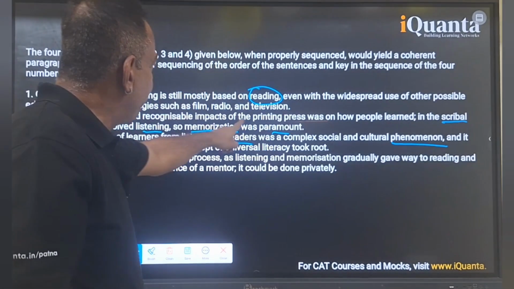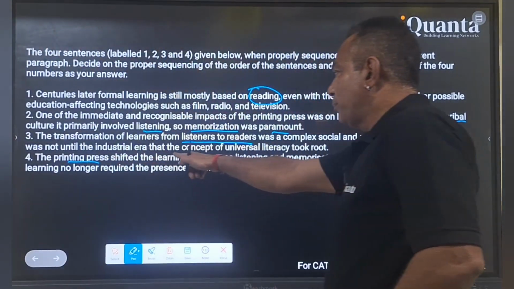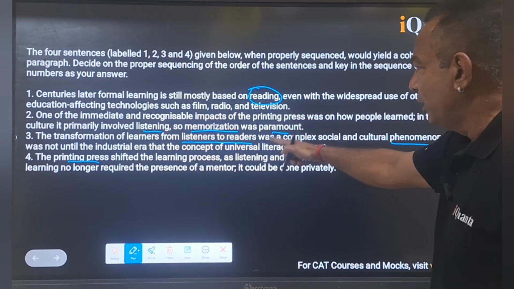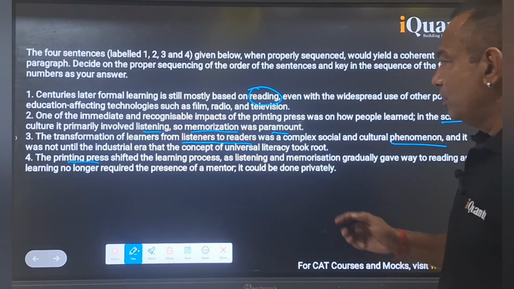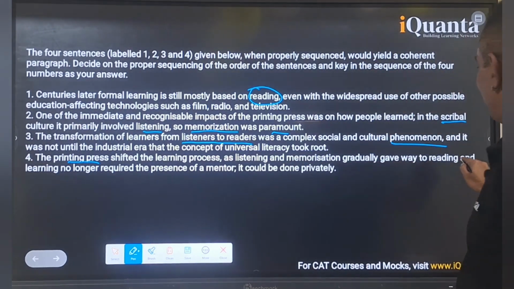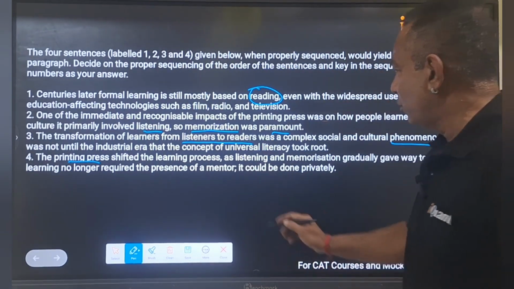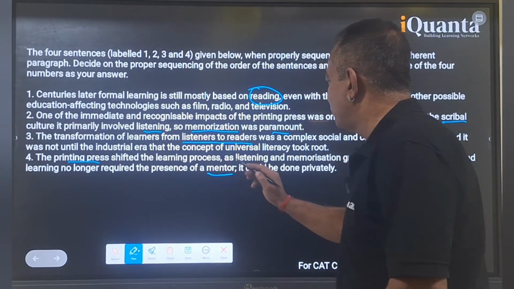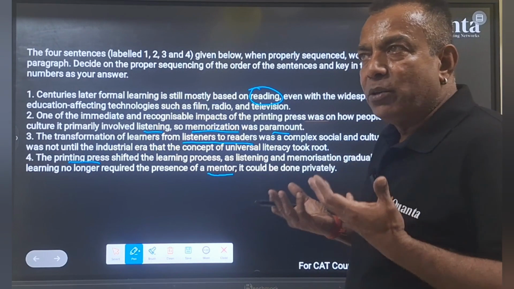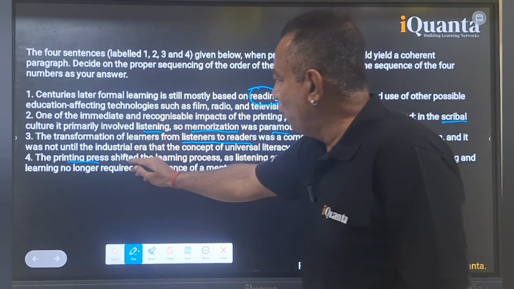Now, as we were talking about printing press here, we'll continue with that here in number 4. You see, number 4, printing press shifted. So it's a continuation of 2. Sentence number 2, and then the continuation is there. The printing press shifted the learning process as listening and memorization gradually gave way to reading, and learning no longer required the presence of a mentor. Mentor is somebody who gives you instructions or teaches you. It could be done privately, so people could do it on their own. So here, first is 2, then second is 4.